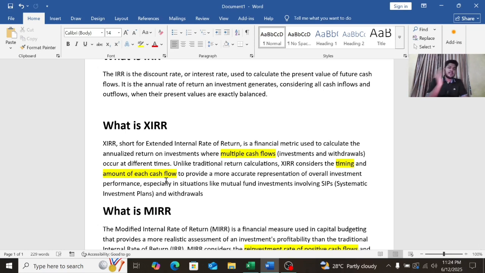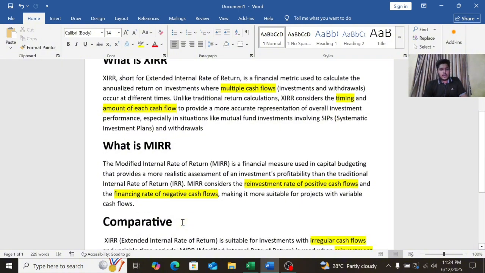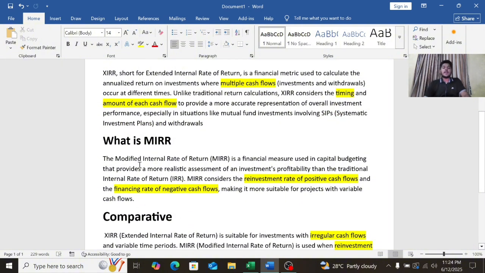Not simply for year one or year two starting at the same time of the year, it can happen at any time of the year or in any time zone. So XIRR considers the timing and amount of cash flow to provide a more accurate representation of overall investment performance. So then what is MIRR? MIRR is the modified internal rate of return.